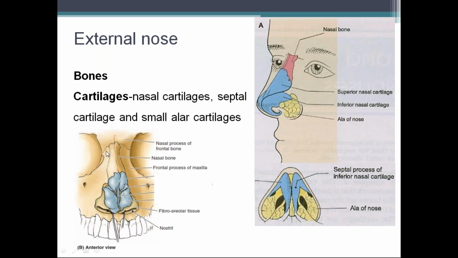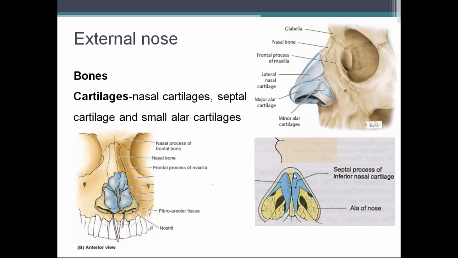Okay, and the cartilaginous part: the anterior part of the external nose is replaced by cartilage. So this is formed by nasal cartilage. This nasal cartilage is of two types, superior nasal cartilage and inferior nasal cartilage. On the sides you have small alar cartilages. Okay, you can see the small alar cartilages, and in the middle, where you have the nasal septum, you have the septal process of the inferior nasal cartilage which extends and forms a part of the nasal septum.